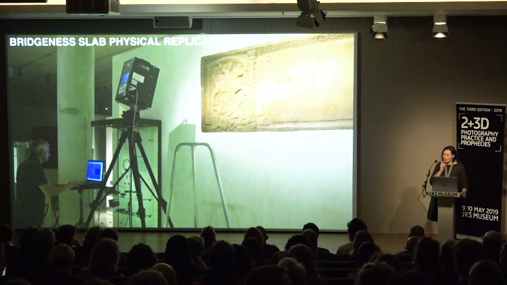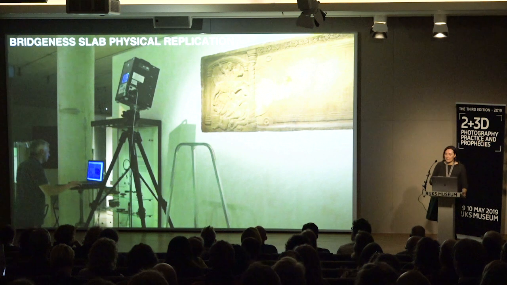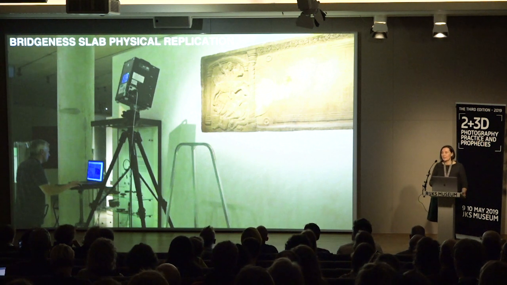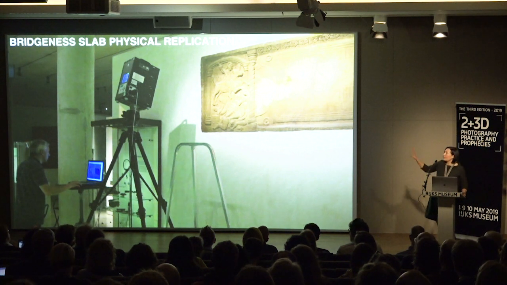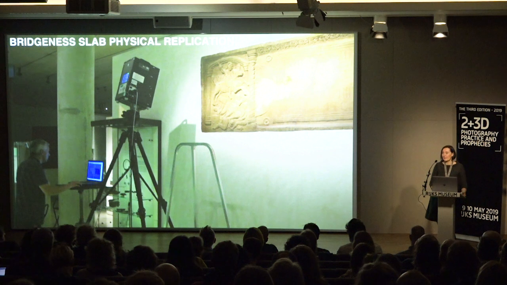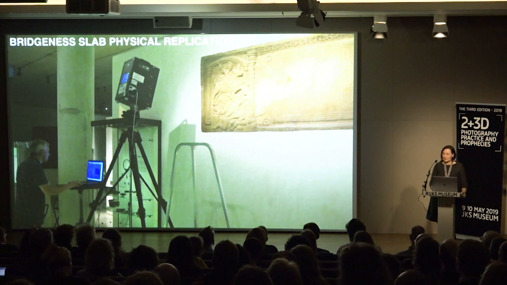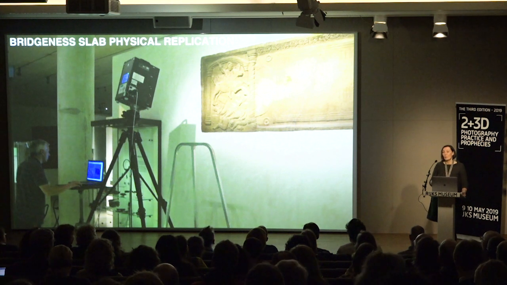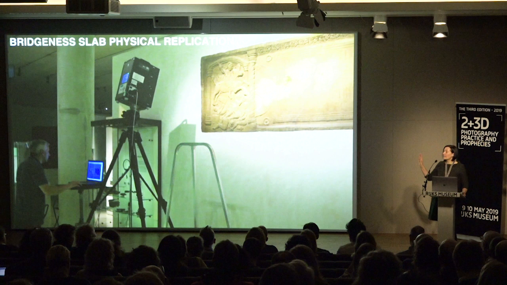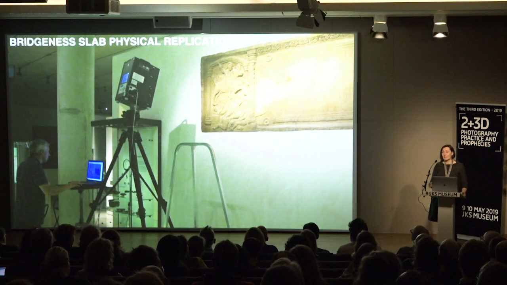So we captured this Roman distance slab using laser scanning, but this could just as easily have been done with photogrammetry. And this is a really important large distance slab, 2,000 years old, and the local community where this distance slab was found wanted to have it back. And this is in the National Museum of Scotland, so understandably, that wasn't going to be an option.